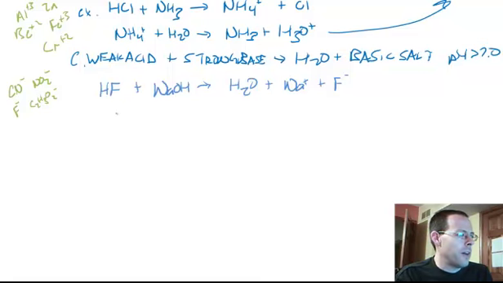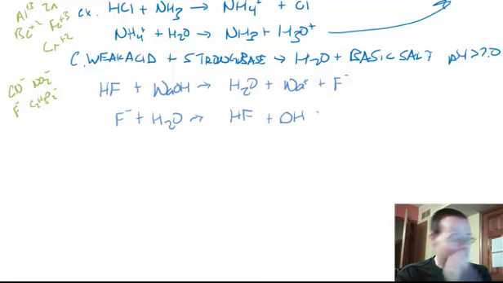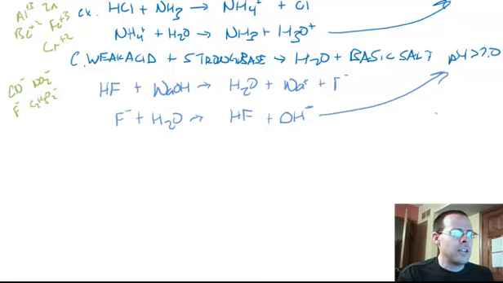Okay? So really what we have floating around is some F minus, and it's floating in the presence of water. Alright, and that is going to produce HF. Alright, so we're going to get our weak acid back. And in that process, we're going to make some extra hydroxide. Alright, so because we have hydroxide ions floating around, our pH is greater than 7. Okay, which means we have a basic solution.